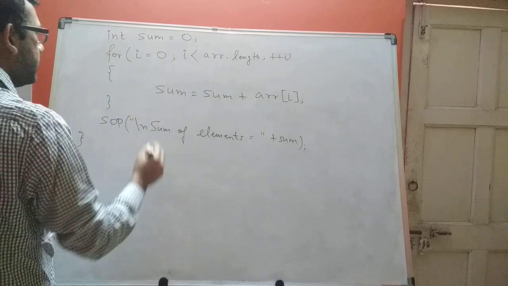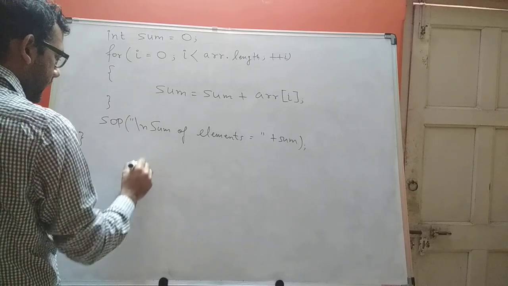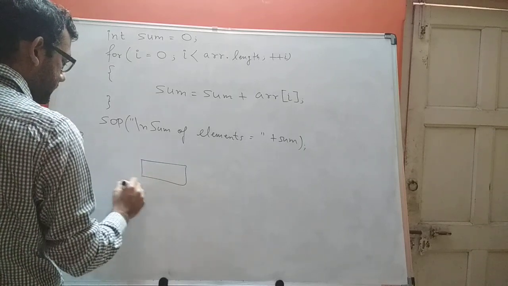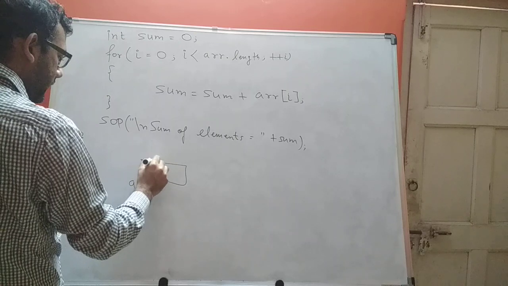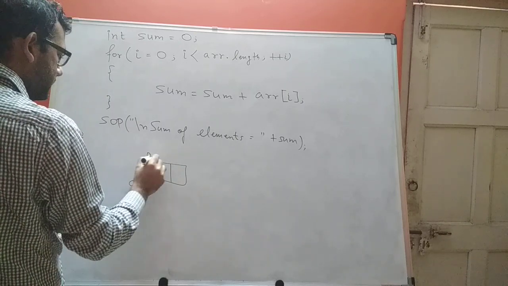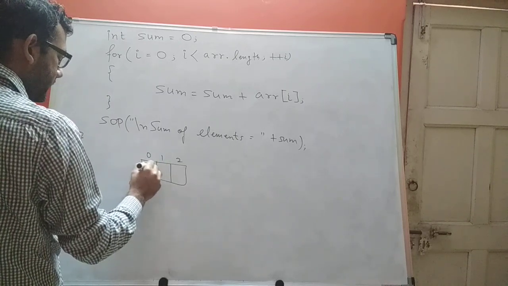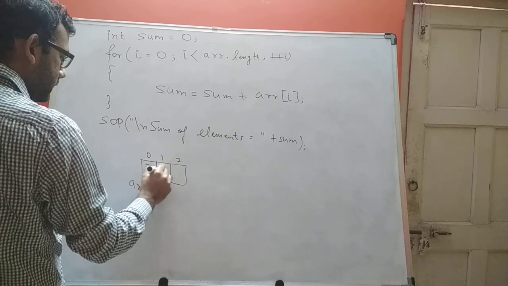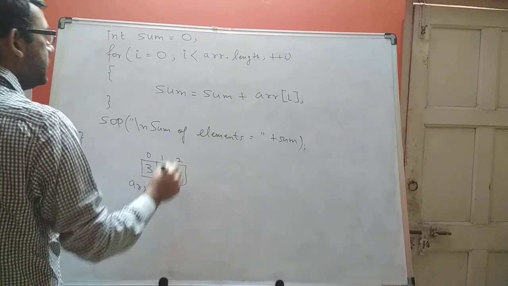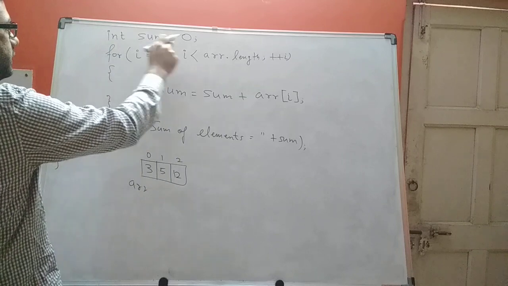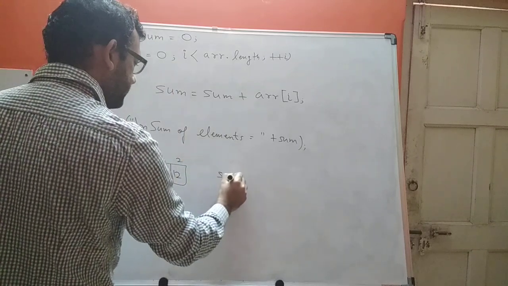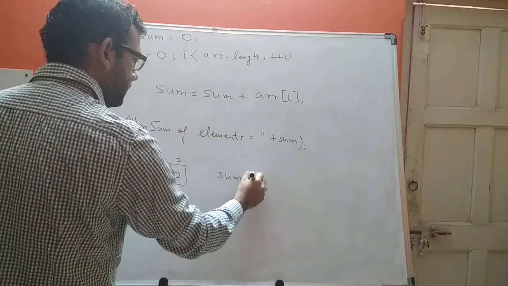Now let's do a dry run. Suppose the name of the array is ARR and its size is 3. So it has 3 indices, 0, 1 and 2. Let's say the values are 3, 5 and 12. Now let's do a dry run of this. So what is the value of sum? The value of sum is initially 0.